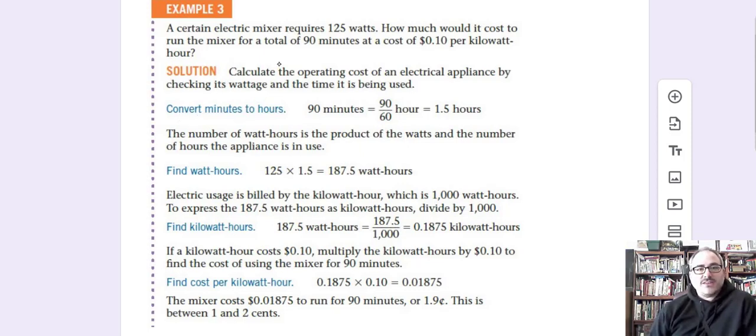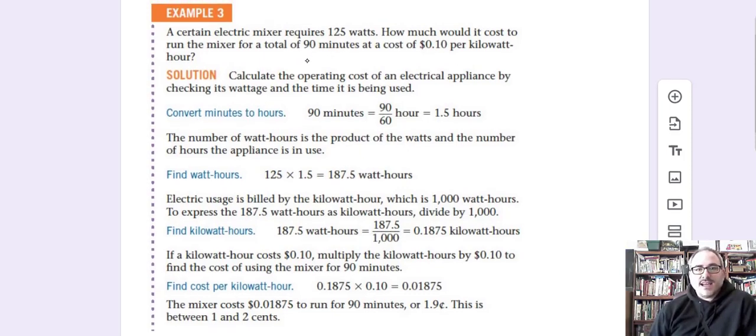So first, we need to convert this 90 minutes into hours. So this 90 minutes has to be converted into hours. And how many minutes are there in an hour? Well, there's 60 minutes in an hour. So 90 minutes divided by 60 gives us 1.5 hours. We know this electric mixer is going to be used for 1.5 hours. Yeah, that's a lot of mixing.